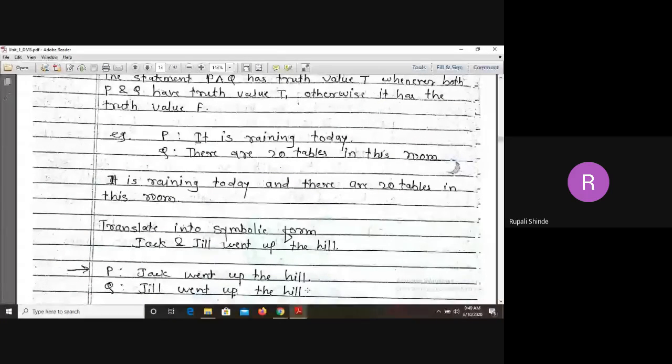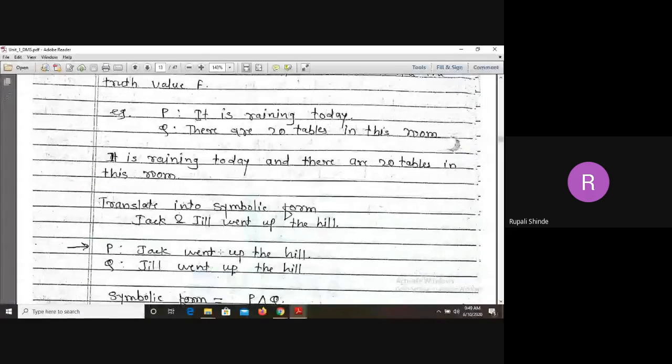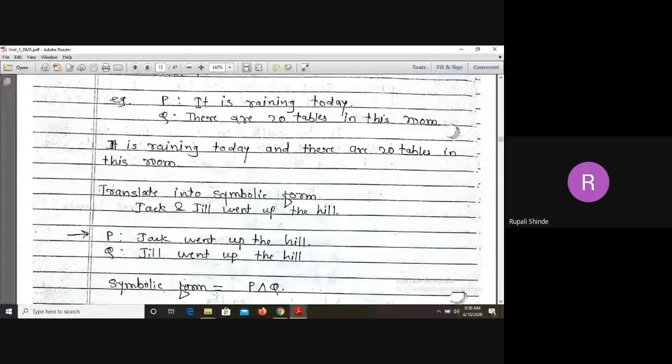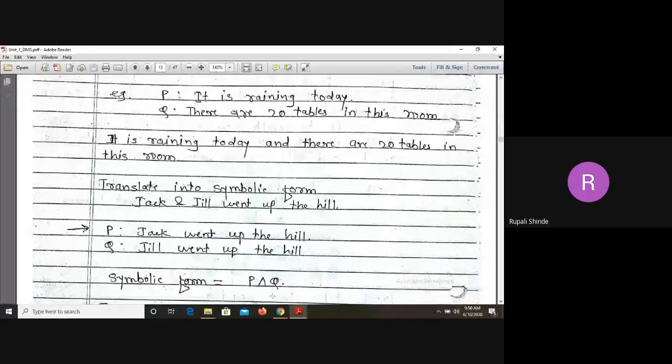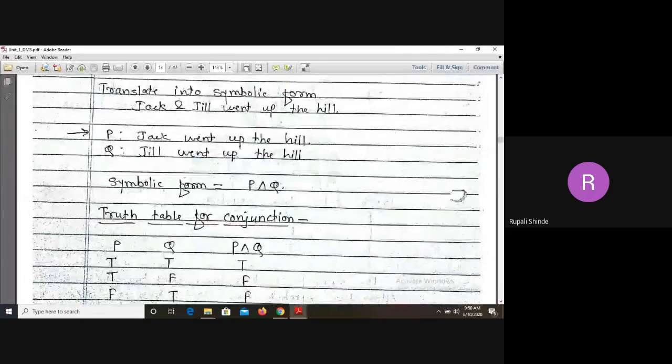Now, into symbolic form as P and Q. That will represent Jack and Jill went up the hill. That's why the symbolic form is P and Q. Have you understood how we have converted this sentence into symbolic form? Yes, ma'am. Okay. Now we have to see what is the truth table for conjunction.